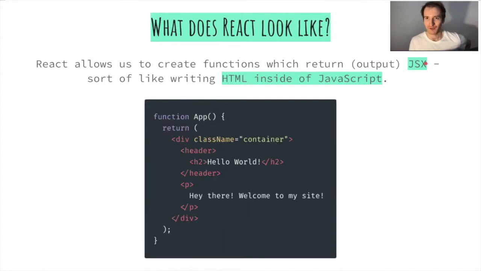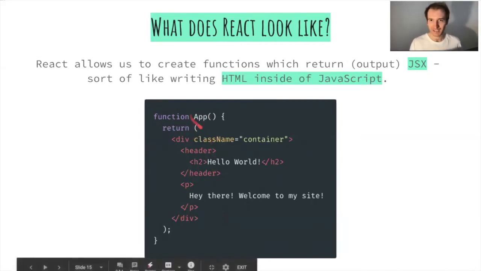When we write a file with a JSX extension, we can just inject our HTML directly into our JavaScript, just like this. So in this case, we have a functional component. So the component is literally a function. And we're just spitting out some HTML as a result of that function. And it's pretty much identical to writing regular HTML.